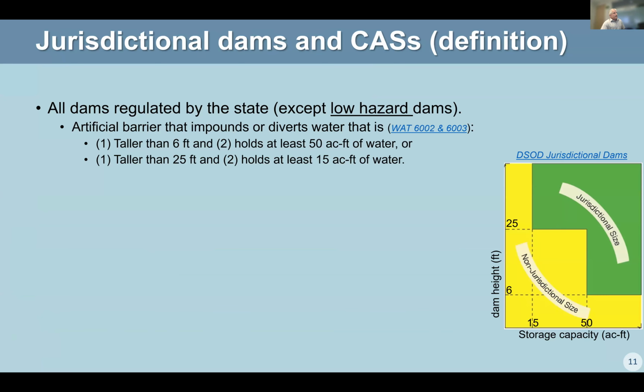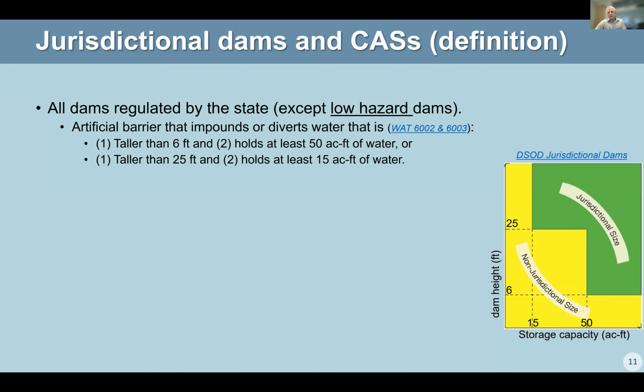So the first thing we have to do is define a dam. There's a regulatory definition of a dam, and it's in that water code. Section 6002 tells you what a dam is, and 6003 tells you what a dam isn't. You put those two together, and you have this definition. So you can see that the dam has two things involved in it. One is the size for the definition, and the other is how much water is in the reservoir that could potentially be released. And that makes sense.